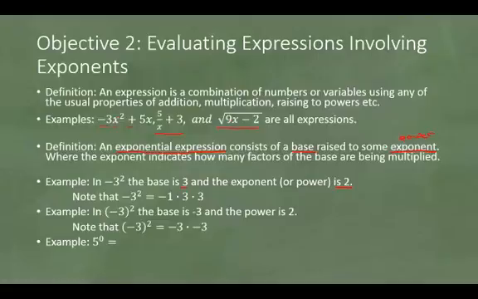If we write -3 in parentheses and square that, then now that tells us that the base, the thing that's being squared, is the -3. So the base is -3, and the power is still 2. And by definition, that means -3 times -3, 2 times.